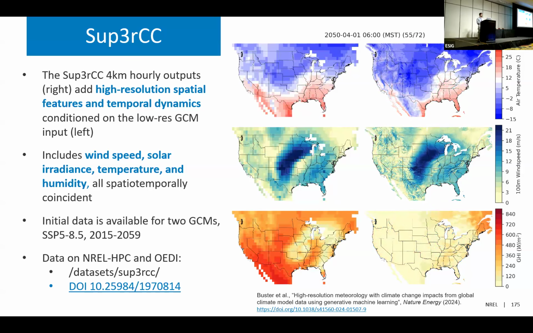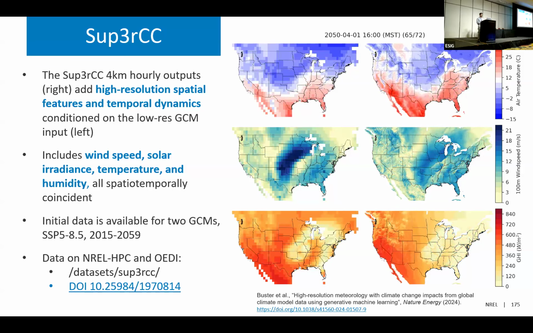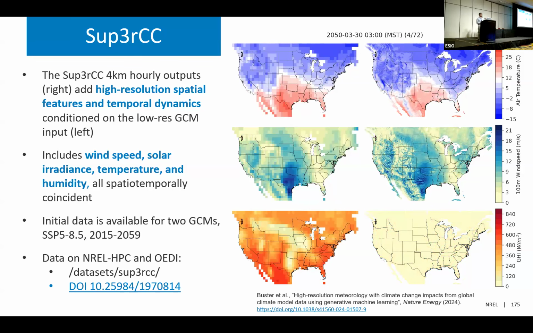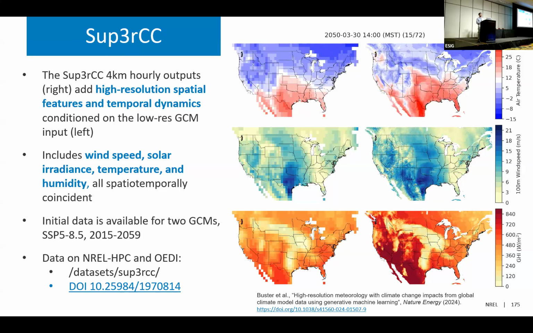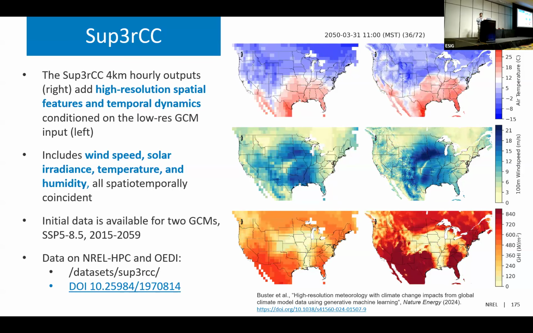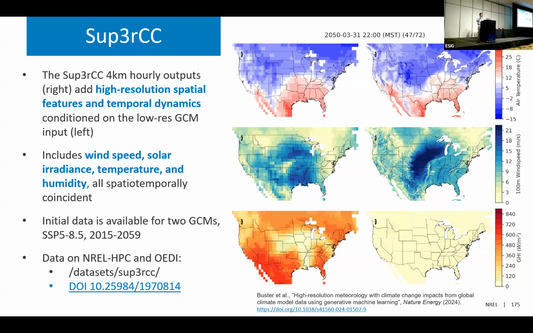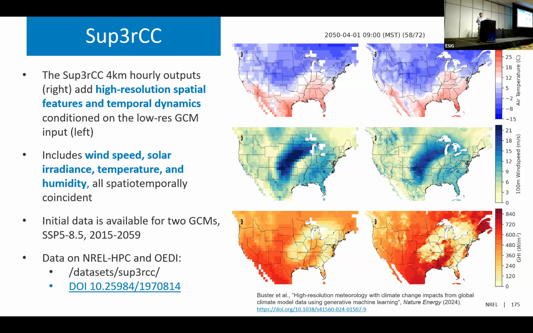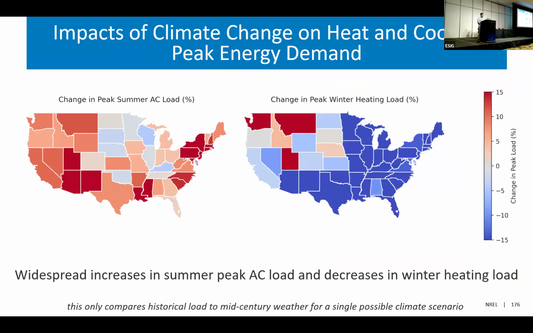It's on NREL HPC, which might not be useful to all of you. But it's also on ODI. So we serve it on AWS S3, and we deploy this using a data service where you can actually stream small parts of the data to your local laptop without paying a dime. We've started looking at how this kind of data, how climate change impacts influence energy demand.